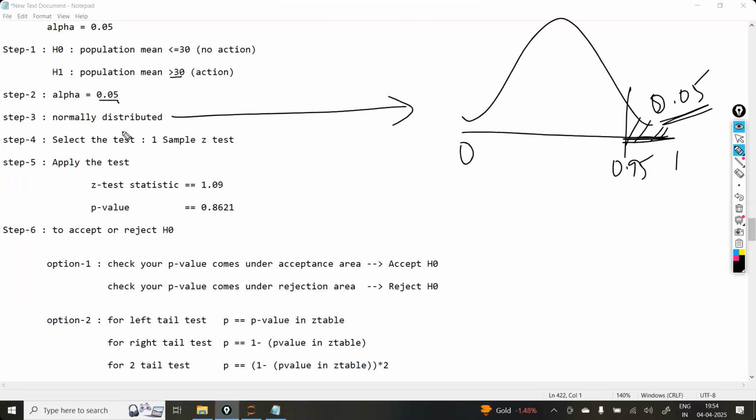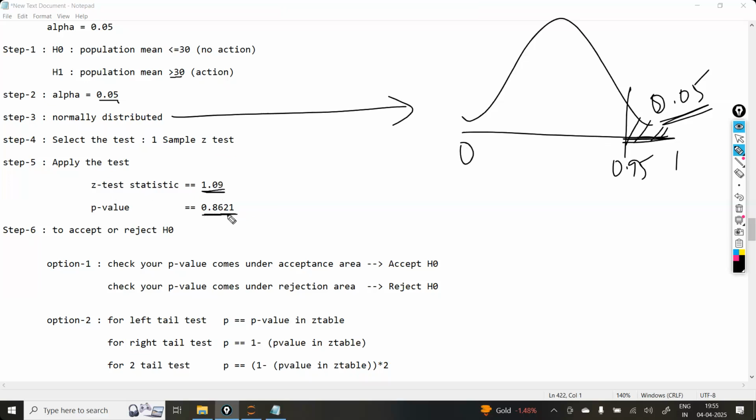Right? Next, in the third step, whenever you are doing it manually, you have to draw the diagram. Next, select the test. What is the test you are selecting? Z test. In the Z test, apply the formula. What is the formula? X bar minus mu divided by sigma by square root of n. After applying the formula, you are going to get the test statistic value. After getting the test statistic value, calculate the p-value from the Z table.